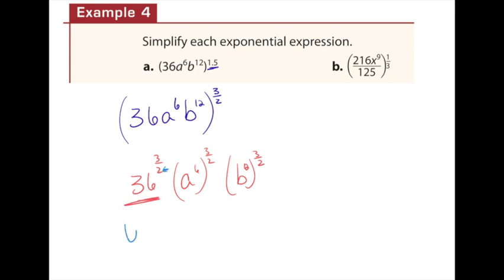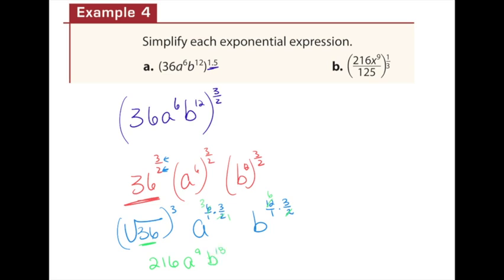This is my index, square root of 36. This is my exponent, cubed. For this guy, I can multiply the 6 times the 3 halves. And for this one, I can multiply the 12 times the 3 halves. All right, and I can simplify it. 6 taken to the 3rd power. So if I take the square root of 36, that is 6. If I cube that, I get 216. When I cross cancel here, I'm going to get a to the 9th power. And when I cross cancel here, I'm going to get b to the 18th power.